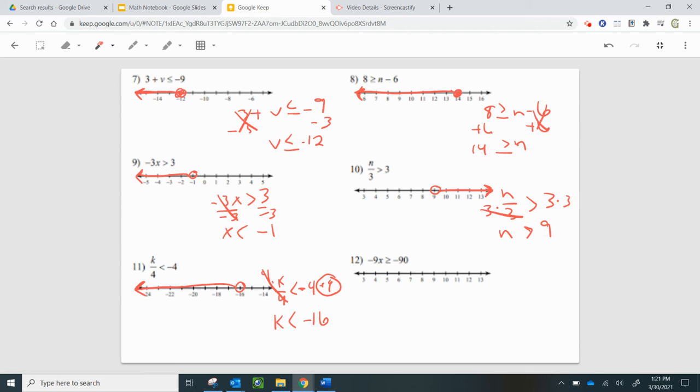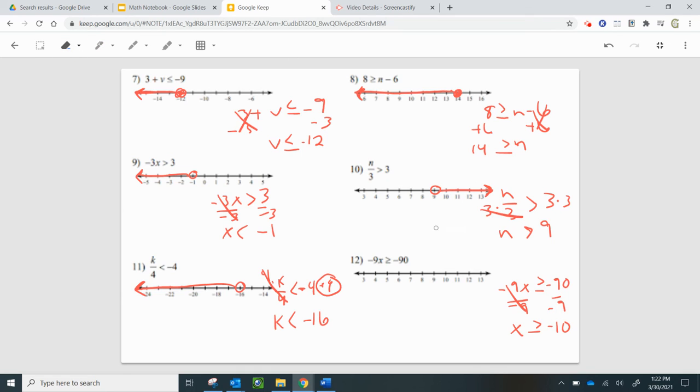Last but not least, we got negative 9x greater than or equal to negative 90. Things next to each other multiply, so I got to divide. And x would be greater than or equal to negative 10. Ooh, but uh-oh. I made a mistake here because I wrote negative 9 on one side and I wrote 9 on the other. Man, let's try this one again here.